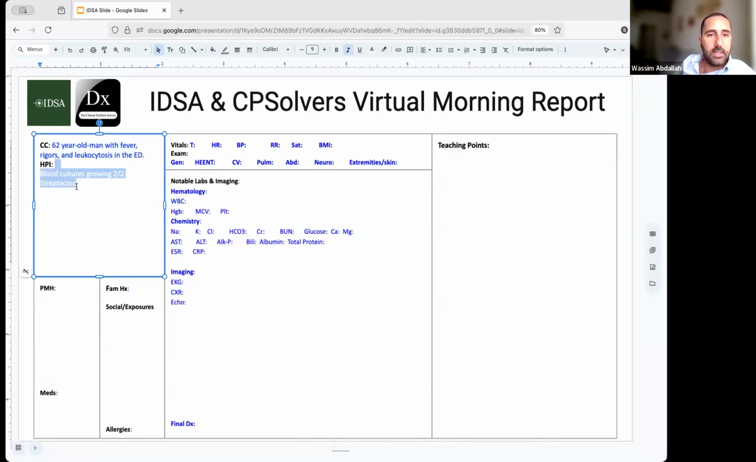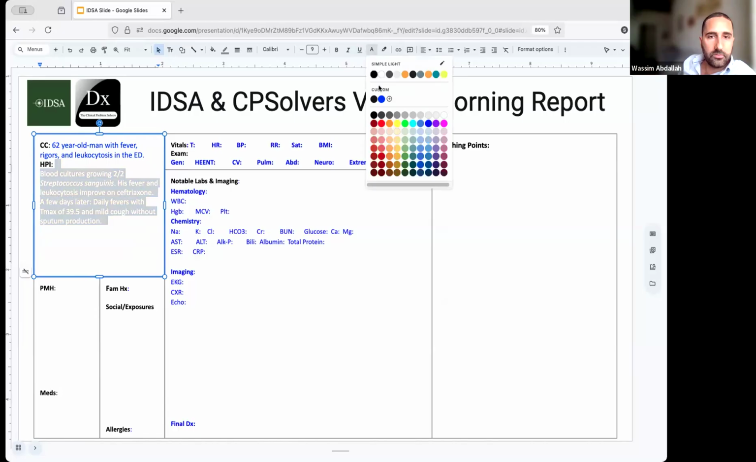So a few days later, the patient, while still in the hospital, started to have a new fever up to 39.5 almost every day. The patient didn't feel well overall, but didn't have much in the way of localizing symptoms, except for a mild cough that was non-productive.